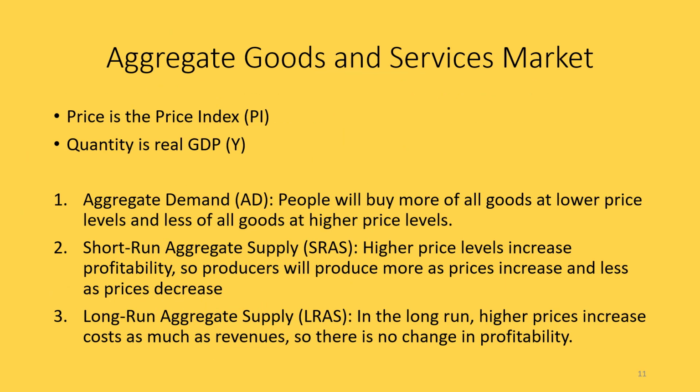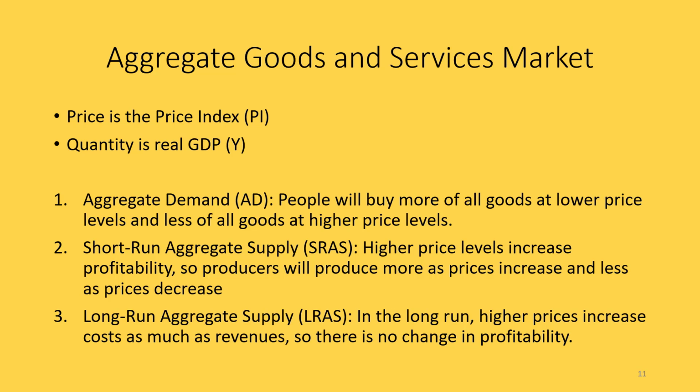And then the final market that we talked about was the aggregate goods and services market, where price is the price index or price level and the quantity is real GDP. Remember that the aggregate demand curve is downward sloping because that's the idea that people are going to buy more of all goods at the lower price levels for all goods and less of all goods at higher price levels for all goods. So again, at lower prices, people buy more. At higher prices, people buy less. We talked about in the lecture video 3 reasons why that's true. Make sure you know those 3 reasons.